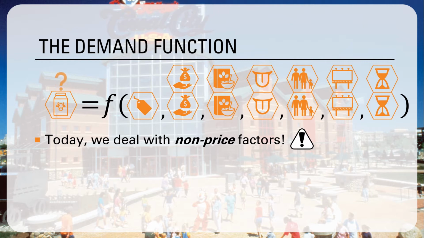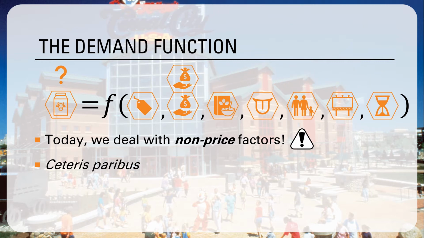So that's the question: what happens to quantity demanded if we increase or decrease these other factors? Again, we'll be taking the ceteris paribus approach, meaning all else being equal. So we'll take one factor at a time and analyze its effects. We'll start first with income.